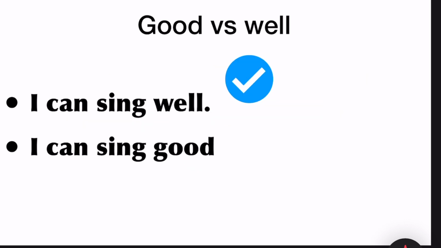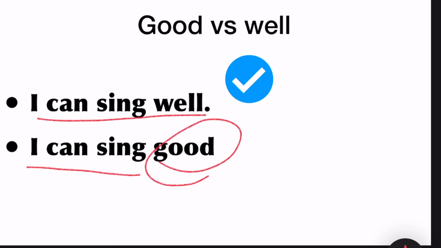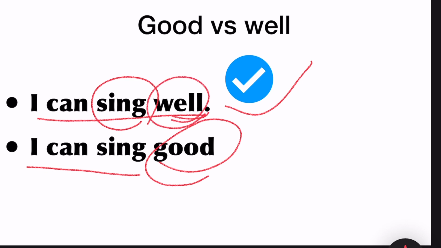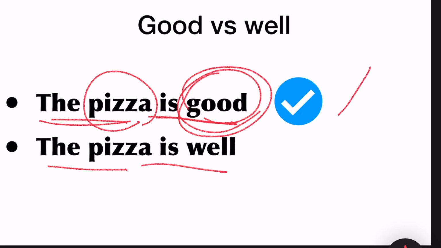And here, I can sing well. I can sing good. In these sentences, I can sing well is the right answer because sing is a verb and the word well describes the verb sing. When you want to describe a verb, you have to use the word well. When you want to describe a noun, you have to use the word good.